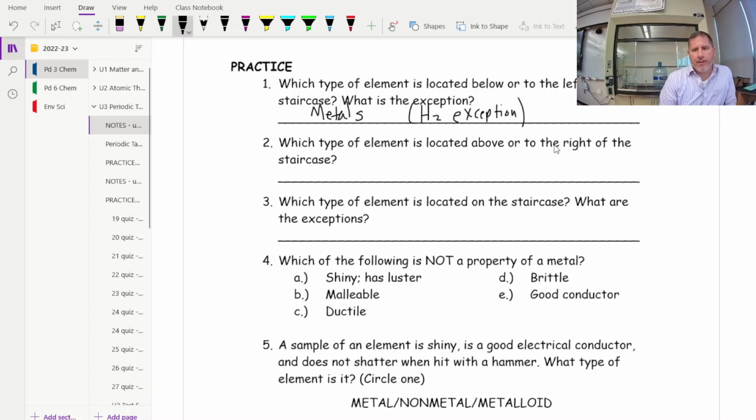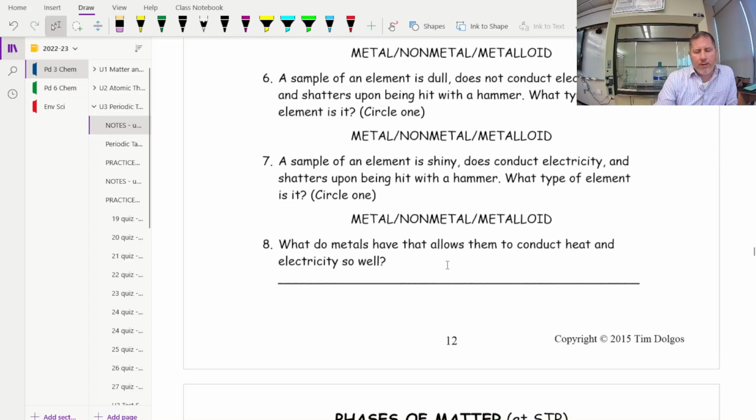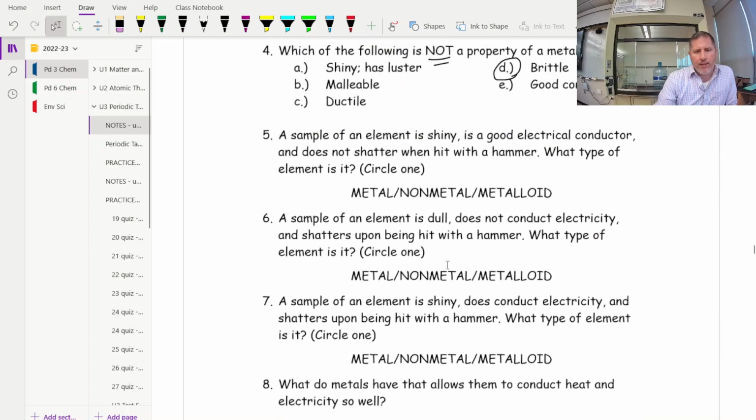Which type of element is above and to the right of the staircase? Those are nonmetals. It'd be better if you did this yourself, so that's good. Which of the following is not a property of a metal? Metals should not be brittle. The rest of them are all properties. They're the 4 properties. All right, try these. It helps you understand how well you understand it. Then unpause the video. You know the deal.